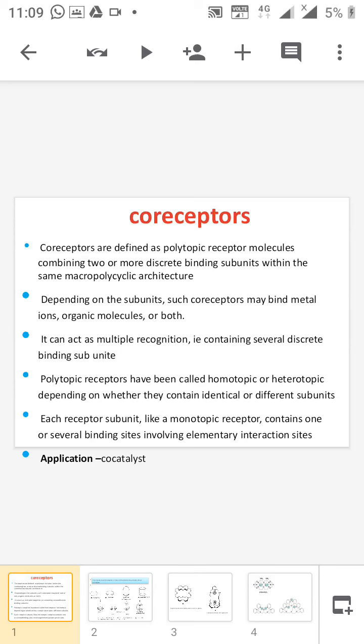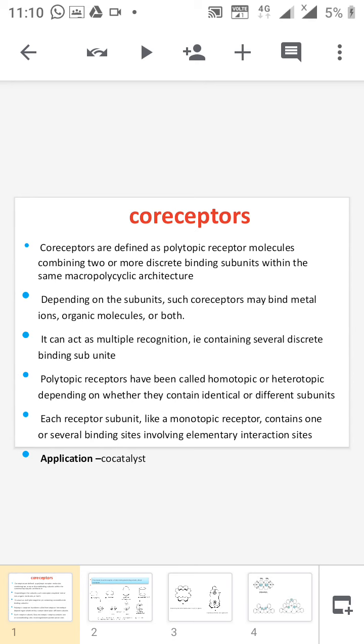Morning everybody. Today we are discussing the next topic in supramolecular chemistry, that is the coreceptors. Coreceptors are defined as a polytopic receptor molecule combining two or more discrete binding subunits within the same macropolycyclic architecture. The topicity means the total number of subunits present in the molecule. So depending upon the subunit, the coreceptor can bind metal ions, organic molecules, or sometimes both.